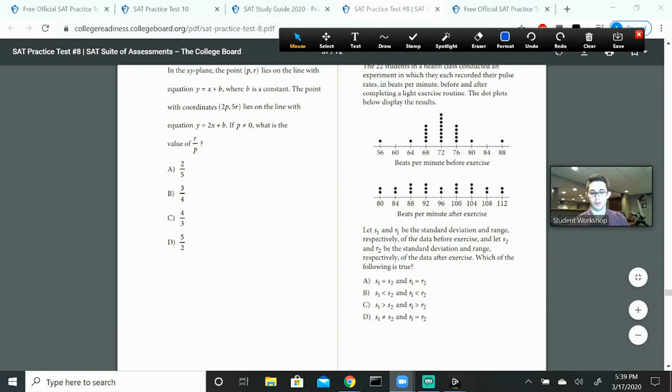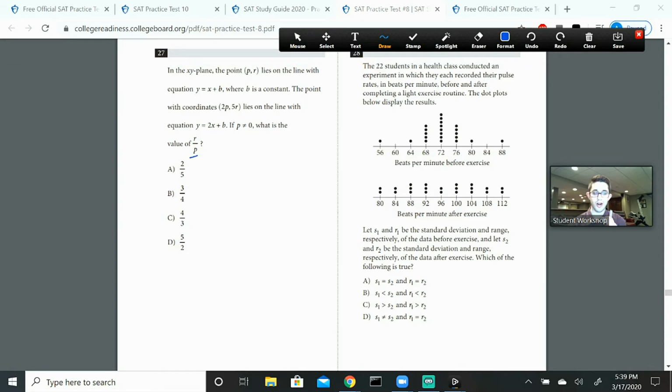In the xy plane, the point p, r lies on the line with equation y equals x plus b, where b is a constant. The point with coordinates 2p, 5r lies on the line with equation y equals 2x plus b. p does not equal 0. What is the value of r over p? All right. These problems that are asking you for a comparison of two variables means that we need to get those two variables alone in an equation and get them equal to some numbers.